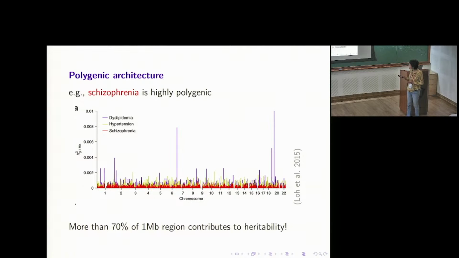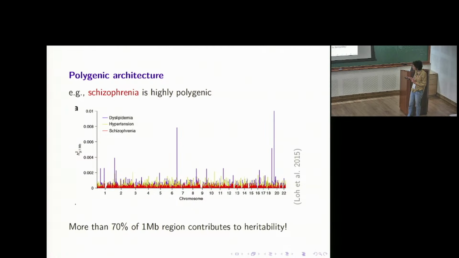So here, something like this you saw in Shweta's lecture, but this is not exactly the same. I'm not showing you the Manhattan plot here. What I'm showing you here is the heritability as a function of these chromosome positions. So let's focus on schizophrenia. So you see there are teeny blips.